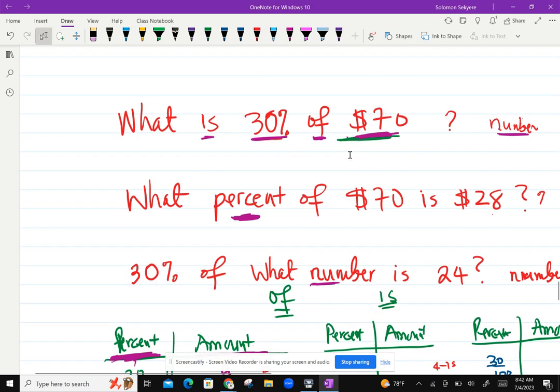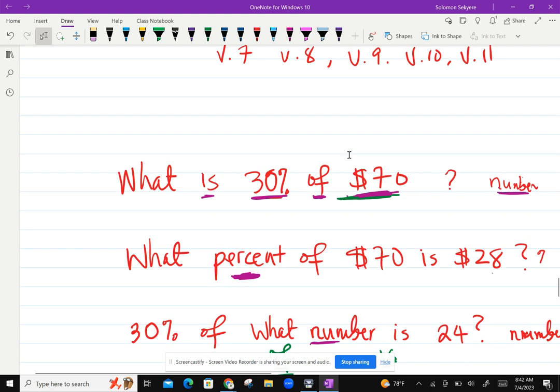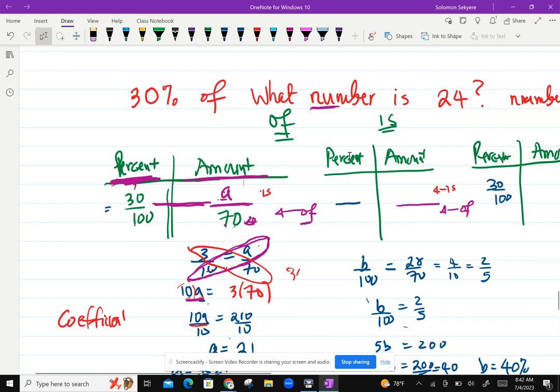Okay, second question. What percent of 70 is $28? Okay, can you fill the table? Try filling the table, choose a variable to represent the percent, and then come and check the table. See if you put them right. Okay, all right, let's go to the table.